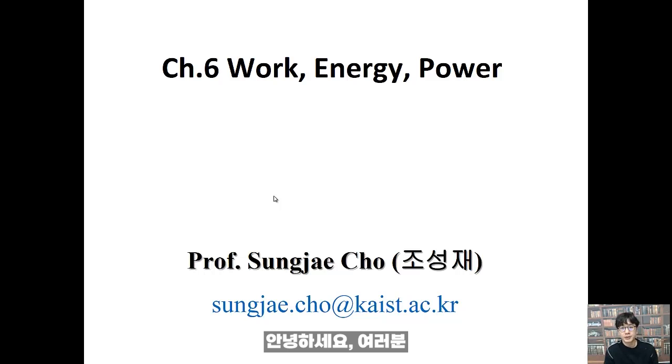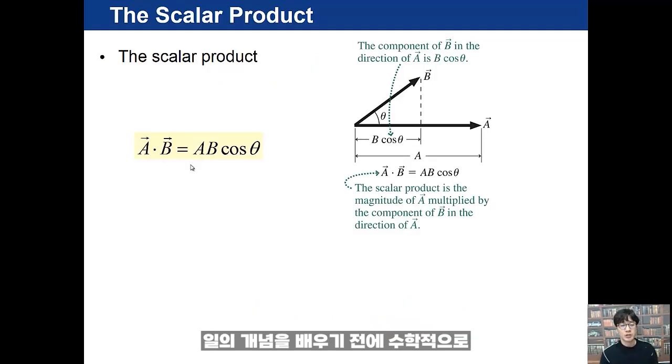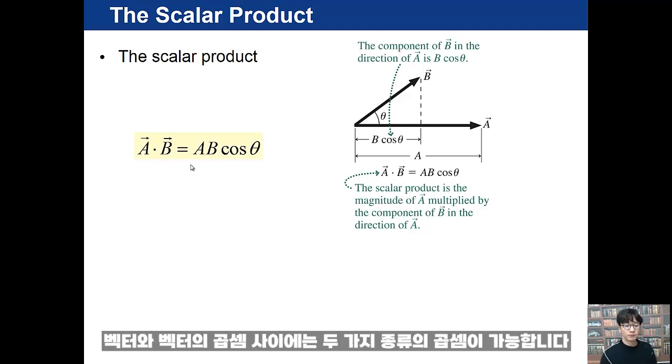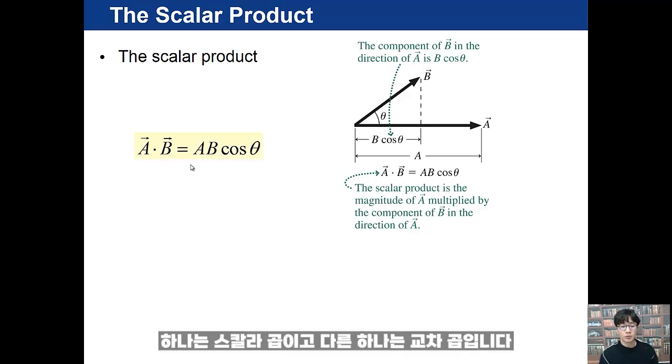Hi everyone. Before we learn about the concept of work mathematically, we need to know one of the vector products, which is the scalar product. Between vector multiplication of vectors, there are two kinds of product possible. One is the scalar product, the other one is the cross product. The scalar product is related to the definition of work.